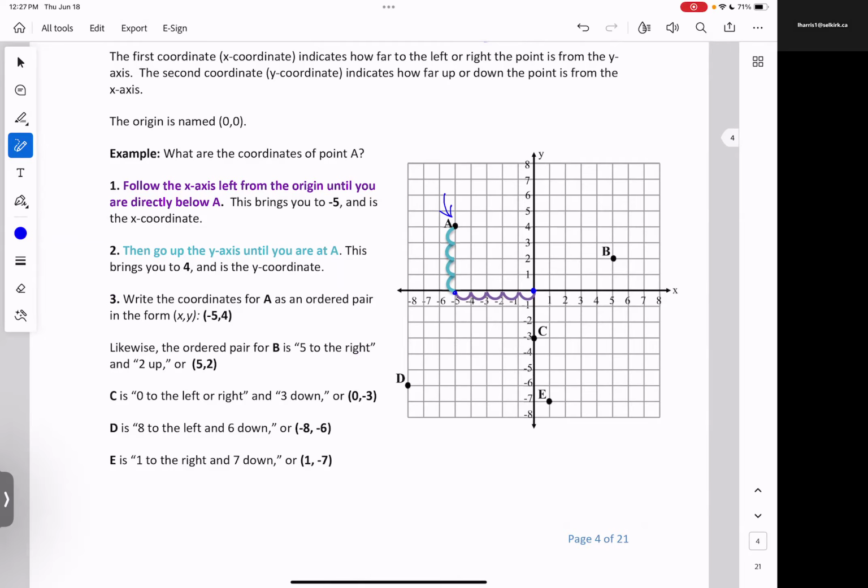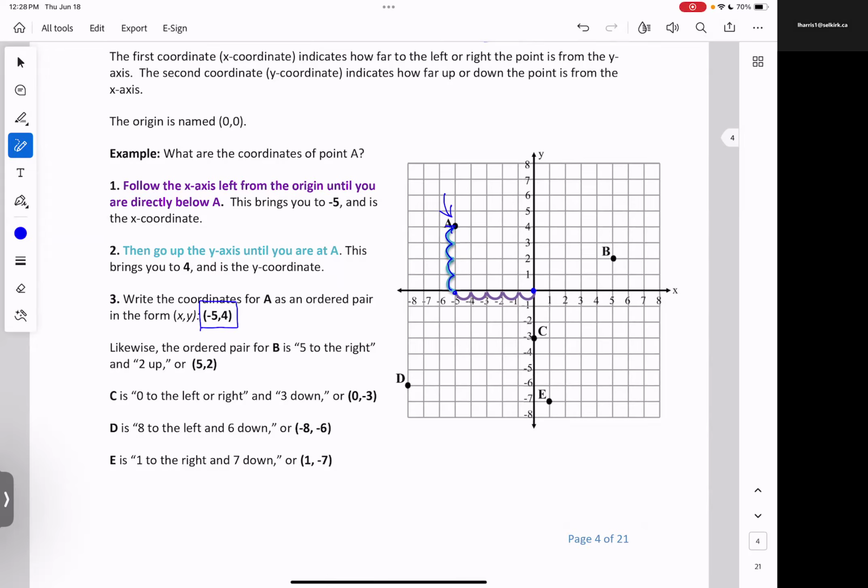Now we have to think about the y coordinate for this point. So how far up or down is it from our x-axis? And you can see we go 1, 2, 3, 4 hops up to get to that point. Up is always positive and down is always negative. So our y coordinate here then is +4. And so our xy coordinates then for point A would be -5 and 4.